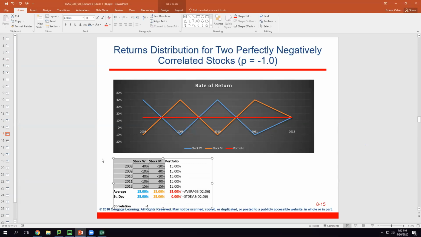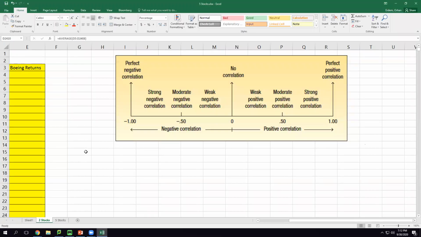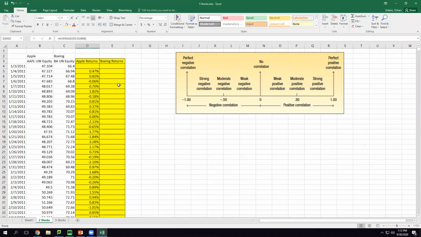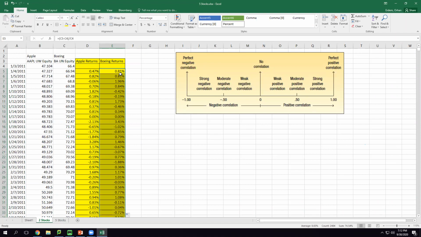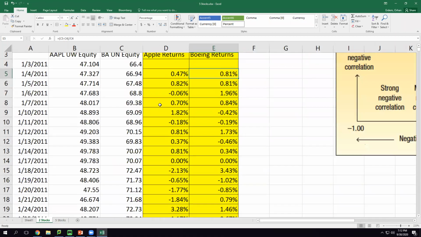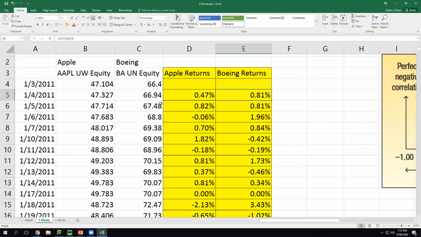How do we calculate correlation in Excel? Well, let's open this Excel sheet once again. Cassie, can you please open the very first Excel sheet we downloaded? Yep, I've got it. Okay, so let's do the same thing for Boeing. Let's calculate returns for Boeing. Just drag it to the right, double click, and it will calculate the returns for Boeing. Now we have Apple returns and Boeing returns. Can you please make sure that you get the same numbers? Yep, I got the same.